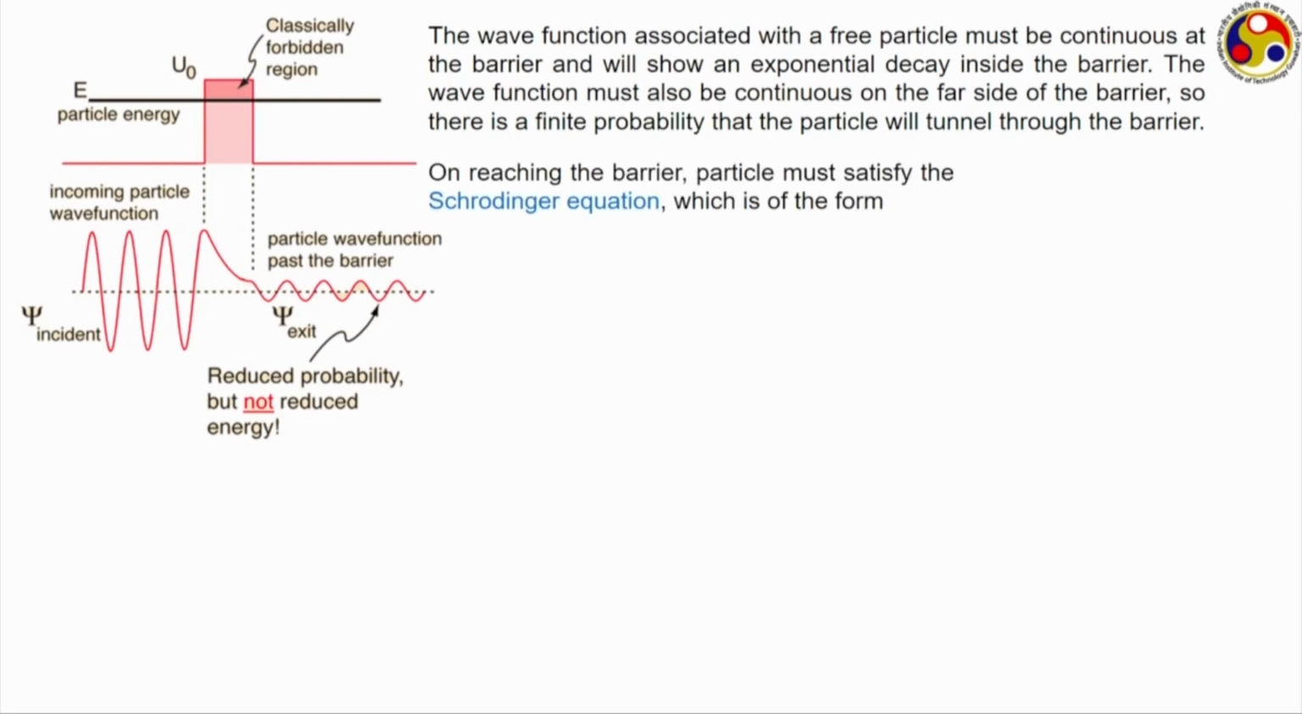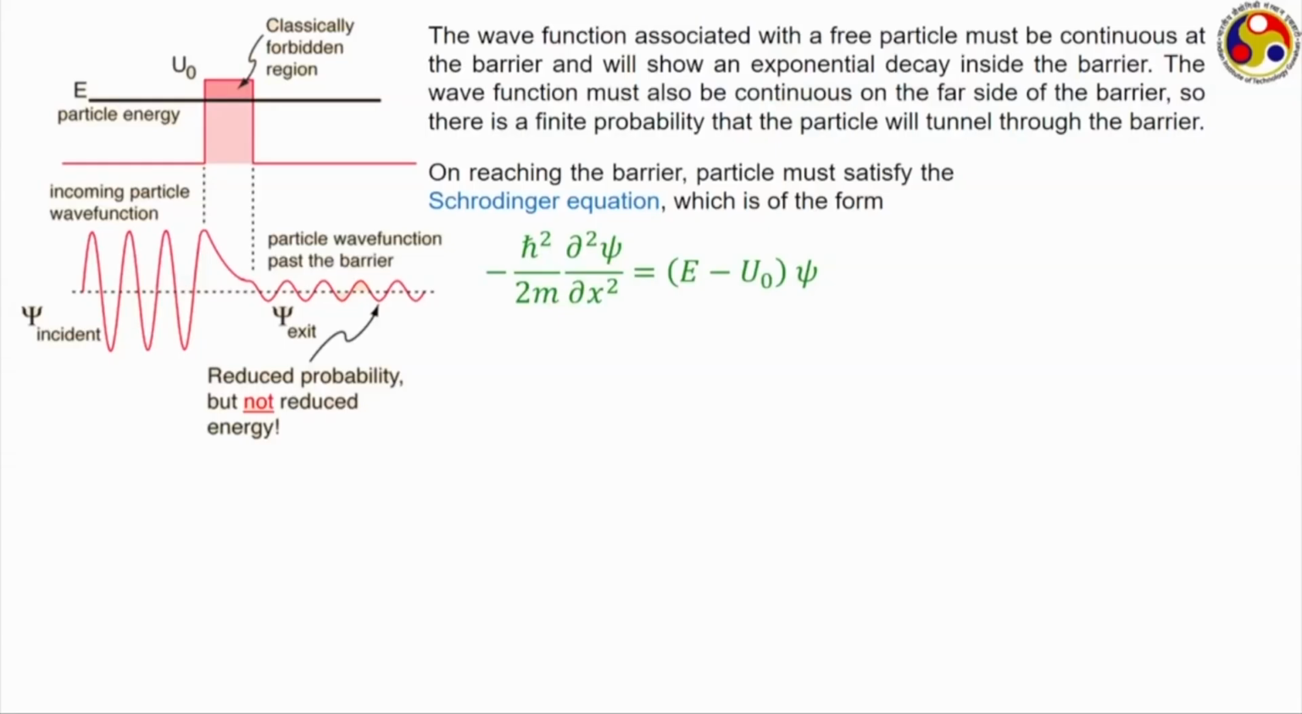On reaching the barrier, the particle must satisfy the Schrodinger equation, which is of this particular form. Here h bar refers to Planck constant divided by 2 pi, or Planck constant is 2 pi times h bar. M is the mass again, E is the energy level, and U naught is that same Coulomb barrier that we are using. We could have represented this one with U also, and psi is the corresponding wave function.